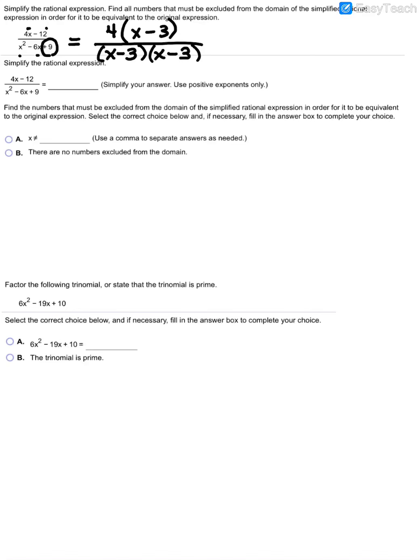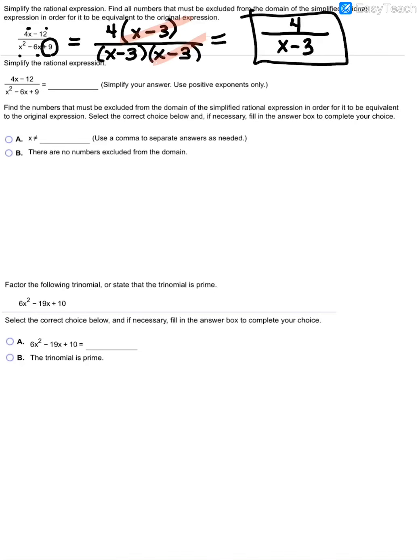And so now what happens is, because you have a factor of x minus 3 on both top and bottom, that whole factor cancels each other out. So we are left with 4 on top, and we are left with just a single x minus 3 on bottom. So that's our simplified answer.